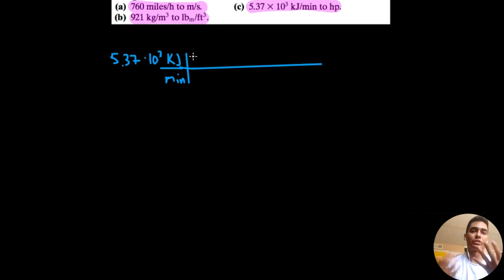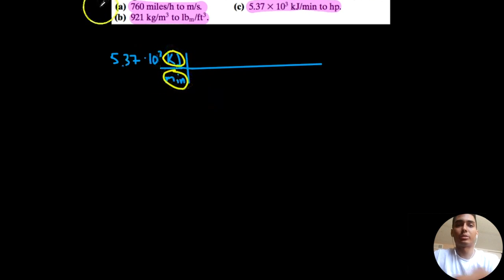All right. And for our last problem, we want to convert 5.37 times 10 to the 3 kilojoules per minute to horsepower. So now we're going to do some energy. This one's just a tad tricky. Horsepower is power, right? It's a rate of energy. How fast is energy changing per time? Which we have here, energy per time. Energy divided by time. So that means our dimensions are good.